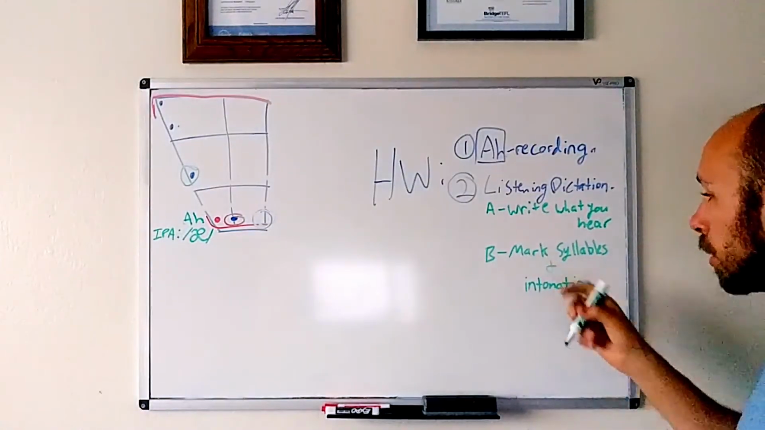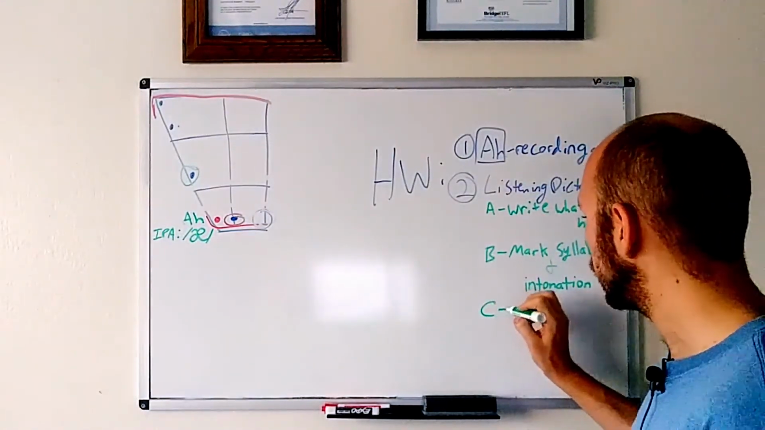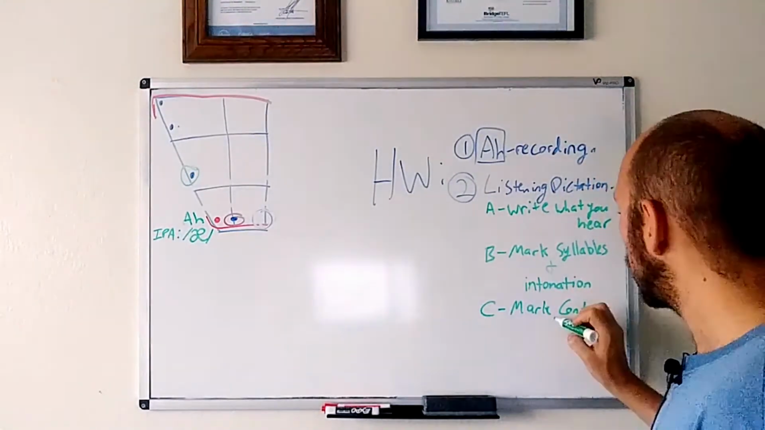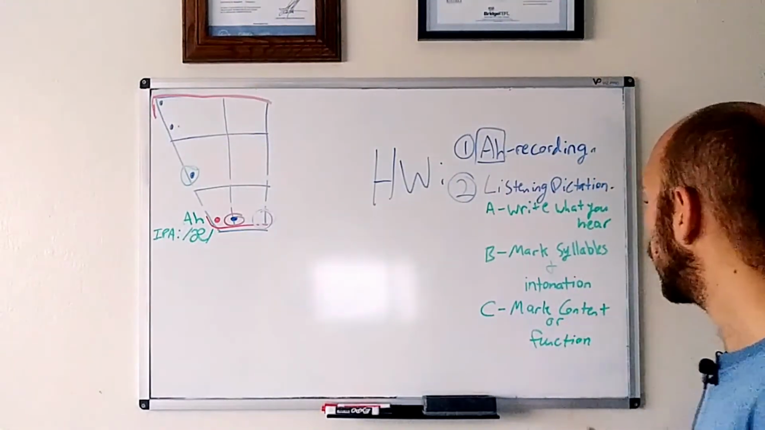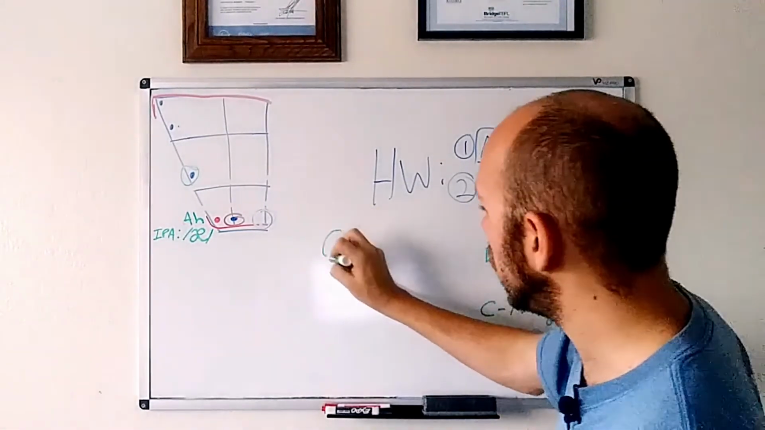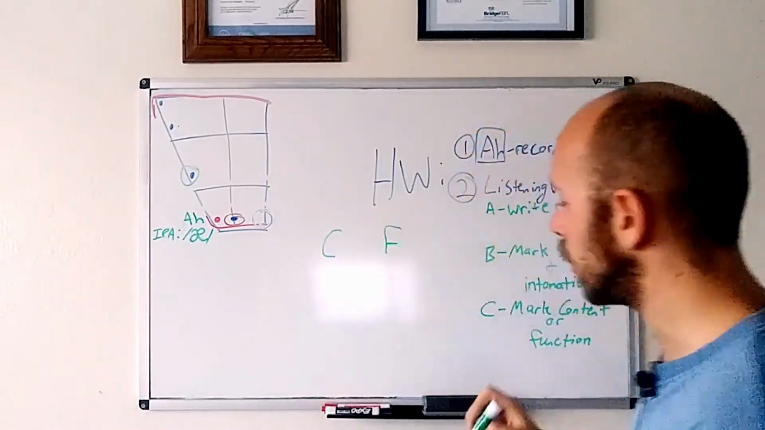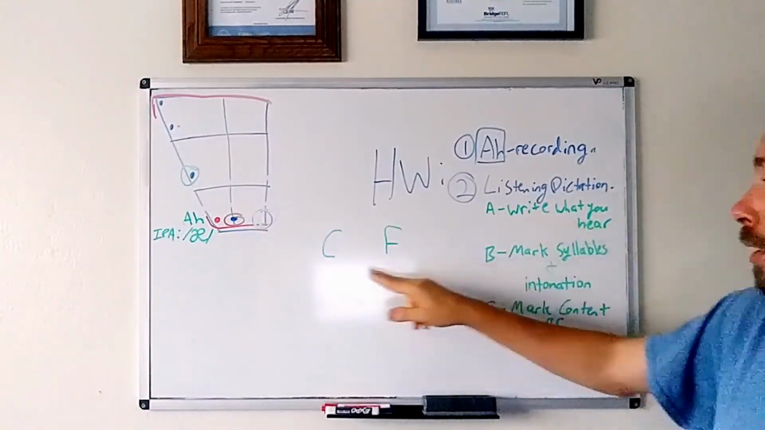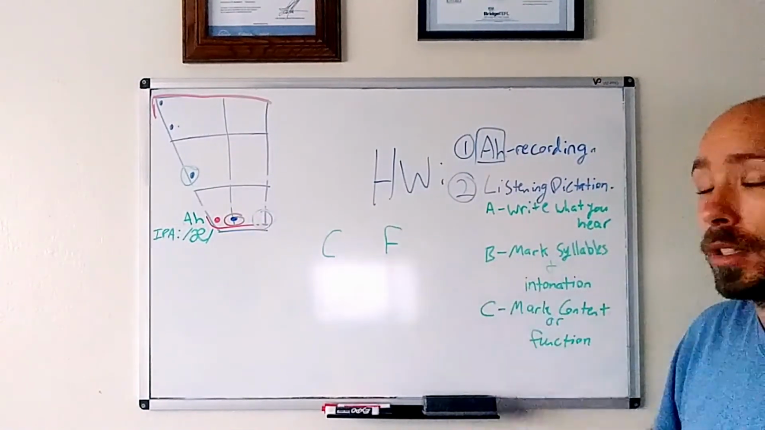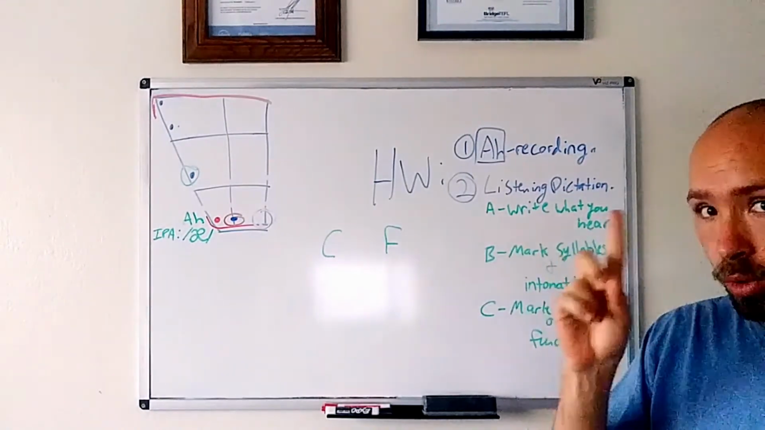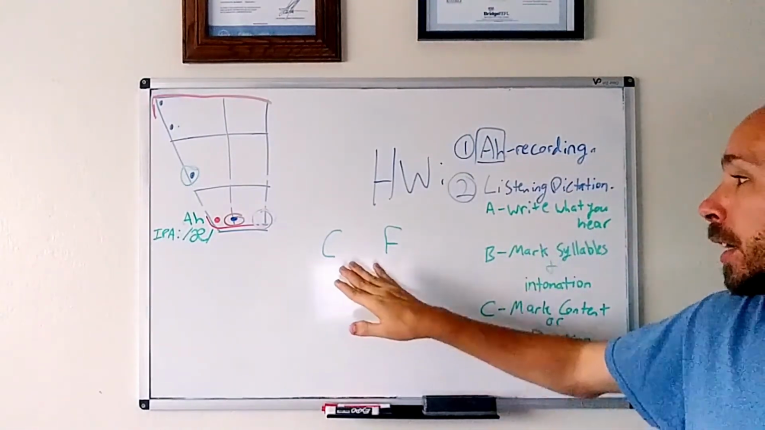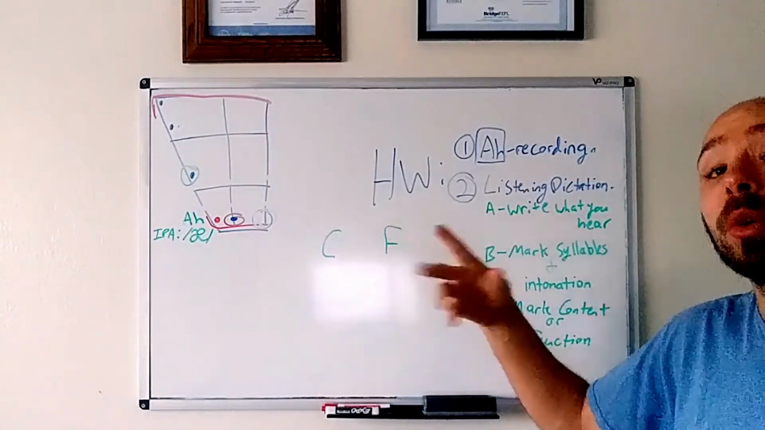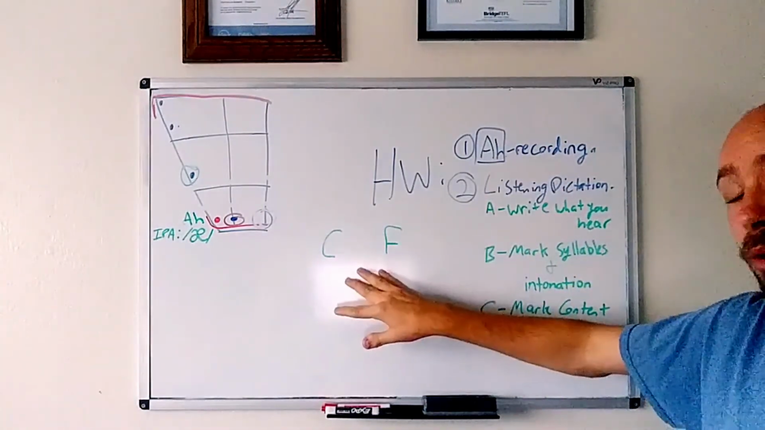Now there's one more thing I want you to do here, C, which is mark content or function. Okay, you can just write a C or an F if you want. And what you're going to do here for every word that you write, you're going to say, okay, is it a content word? Is it a function word? So you're going to try to identify that. This is going to help you in the short term for now. And what we really want to do is train your ears, but for now, we're going to use this to help us.